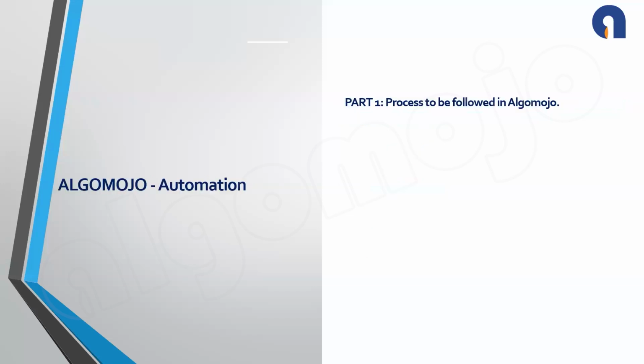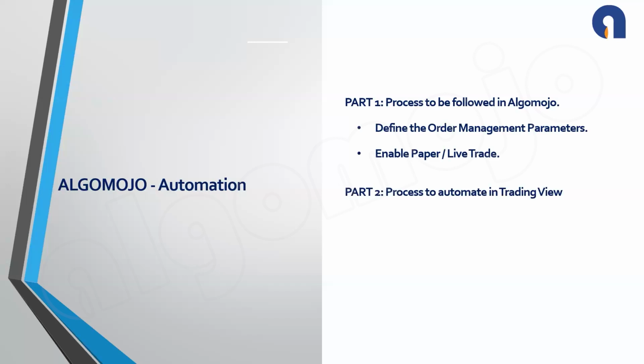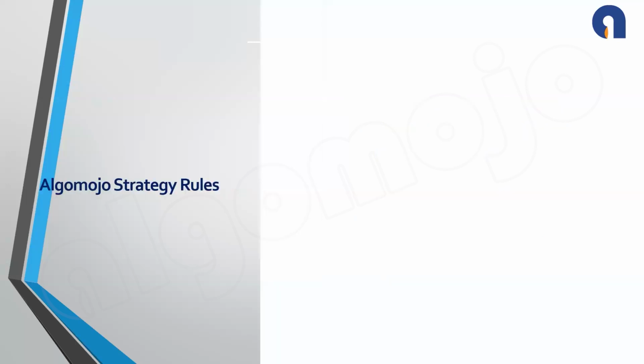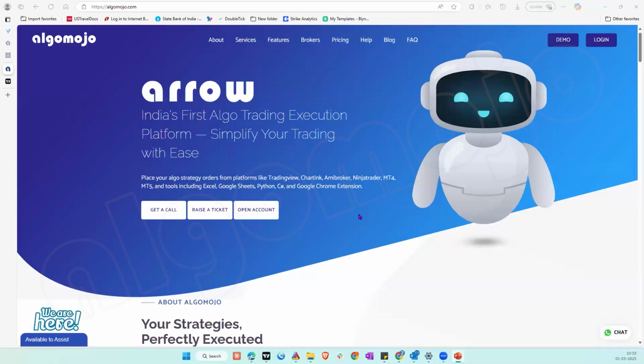Now, when it comes to automation, it is normally done in 2 steps. One is the setup that you need to do in the Algomojo platform itself, wherein you will define what you want to trade, whether futures, intraday, options, whatever quantities, etc. You define that as a one-time activity in Algomojo, then enable the live trade or paper trade, and then do the setup in the charting tool, which could be TradingView or Amibroker, any of those. Now, we will get into the actual platform and go through some of the features.